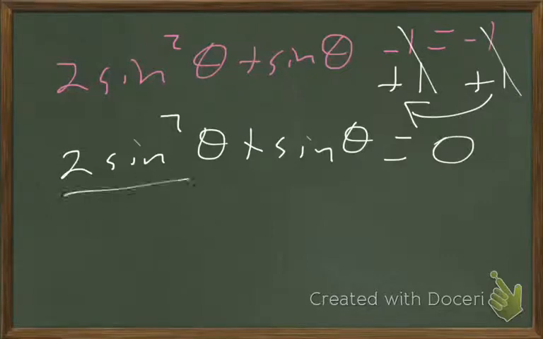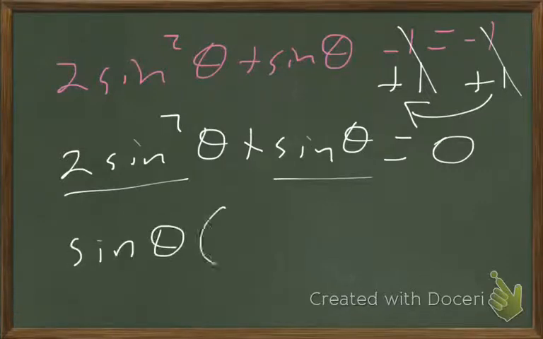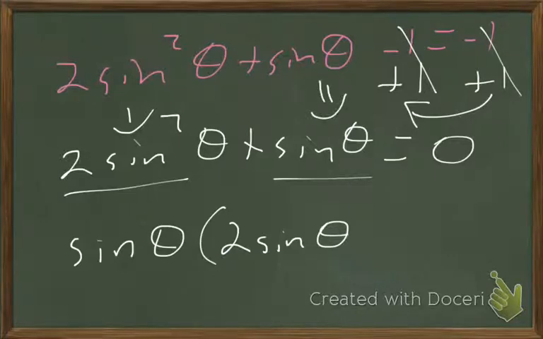Okay? Now these have a sine theta in common, so I can say sine theta times 2 sine theta, because I pulled 1 sine theta out of this guy right here, so we have 1 left over. I pulled a sine theta out of this guy right here. That just leaves us with a plus 1 equals 0. Okay, so now we're going to have 2 answers. We're going to have sine theta equaling 0 and 2 sine theta plus 1 equaling 0.